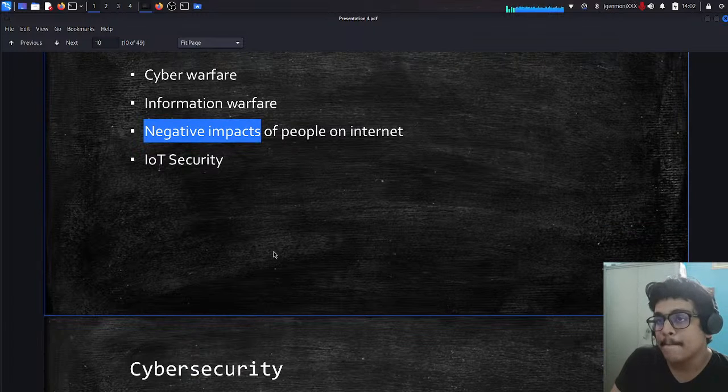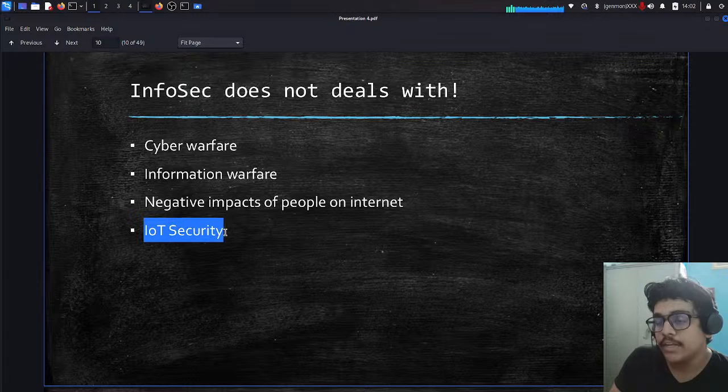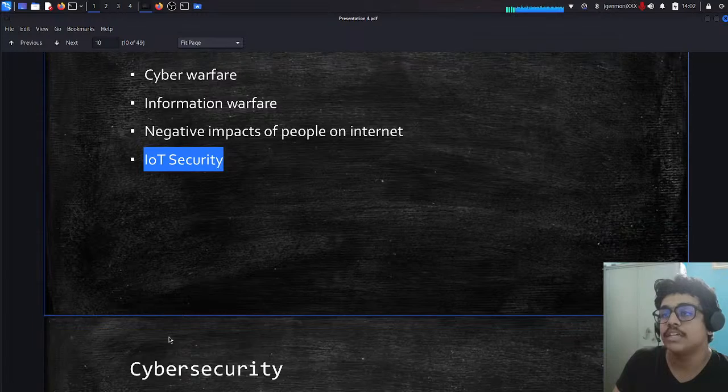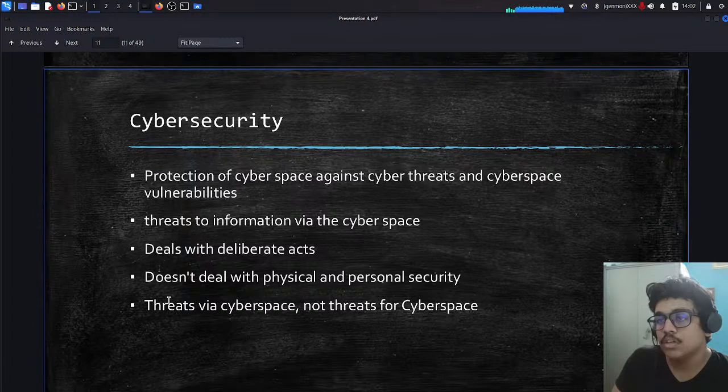Okay, so the fourth point is IoT security. IoT, for those who don't know, IoT devices are such as CCTV cameras, which I think is the best example of IoT. So information security does not deal with securing the CCTV cameras, we have a separate branch for that, that is cybersecurity. And in cybersecurity, there is a branch called IoT security that looks after the protection of CCTV and their defense framework. So let's move to cybersecurity.